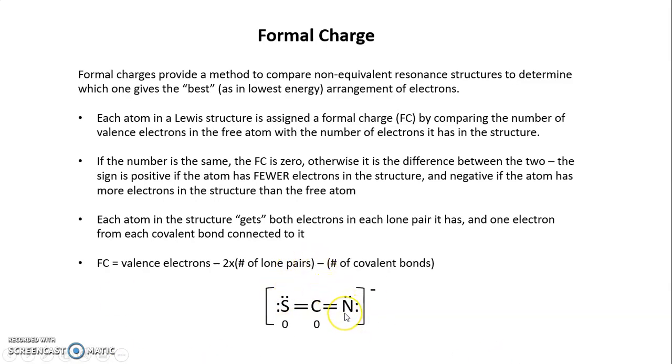If we now go to the nitrogen, nitrogen has 5 valence electrons. In the structure, there's 2 lone pairs around it, so that's 4, and then there's 2 covalent bonds, so that's 2 more. So that means there's 6 electrons assigned to nitrogen in the structure, and when we subtract that, we're going to get a formal charge of -1. Okay, so this is how formal charges actually work. And then we have some additional rules that we can use to figure out which of those 3 resonance structures we drew is actually the best one.